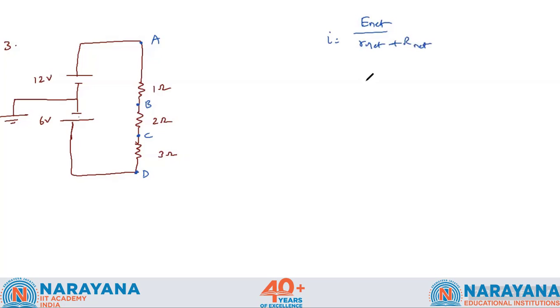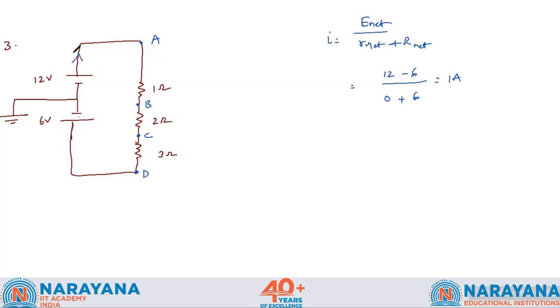So what is the E net? If you have observed, 12 and 6 are in series and they are oppositely connected. So net EMF will be 12 minus 6, divided by net internal resistance. They have not mentioned any internal resistance for those two cells, plus the external resistance will be 1, 2, and 3. They are in series, so it will be 6 ohms. So this will be equal to 1 ampere.